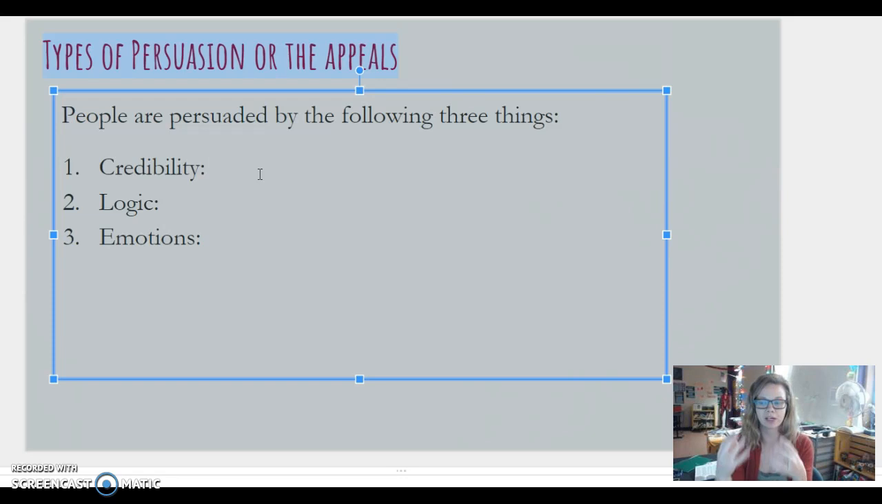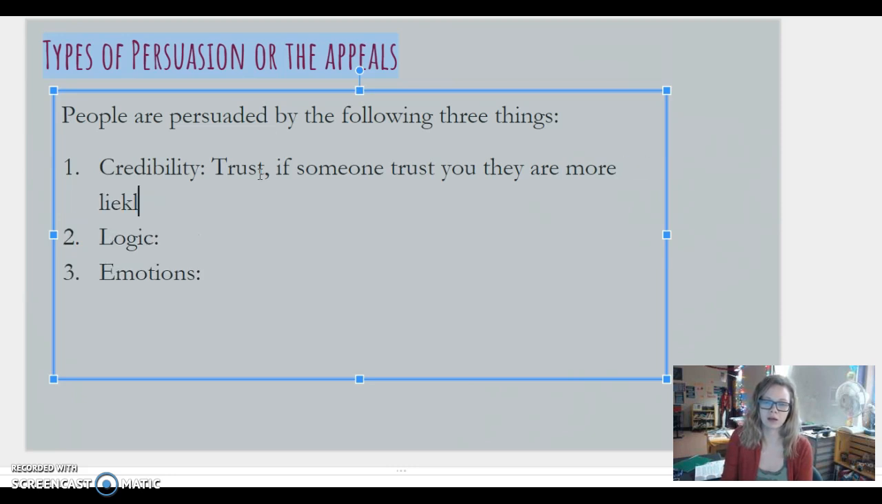So the best argument or opinion uses all three of these to appeal to the most people, because some people will be affected by some of these and some people will be more affected by others. So if you can use all three, you will hit more people that you are affecting and convincing to believe you. So the first one here, credibility. Credibility is basically just trust. It's this idea that if someone trusts you, they are more likely to listen to you.